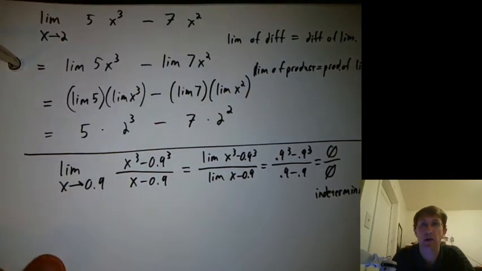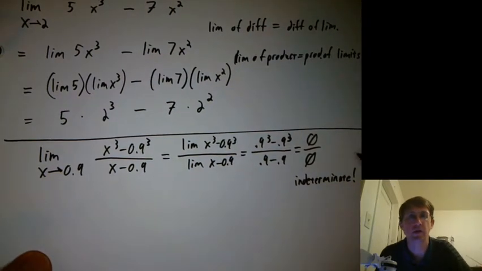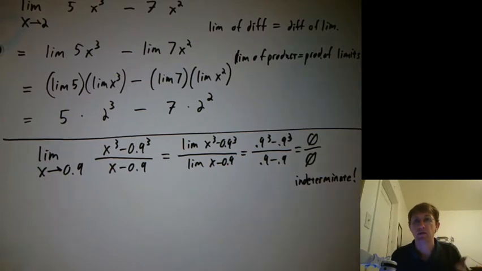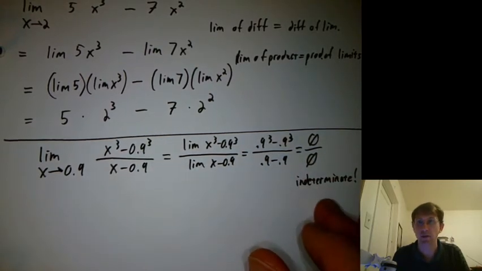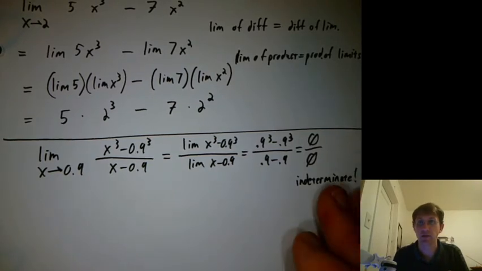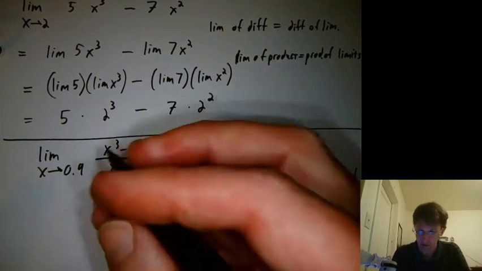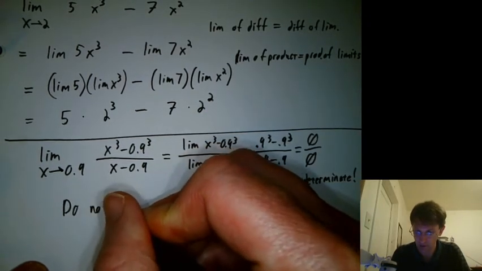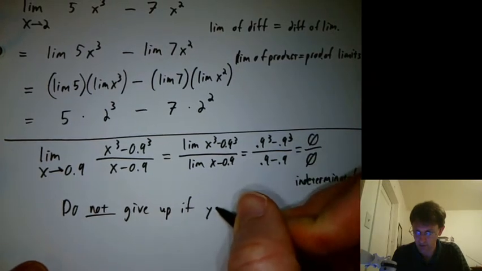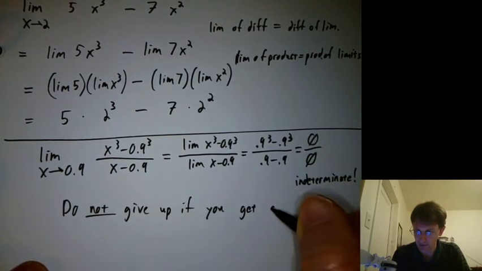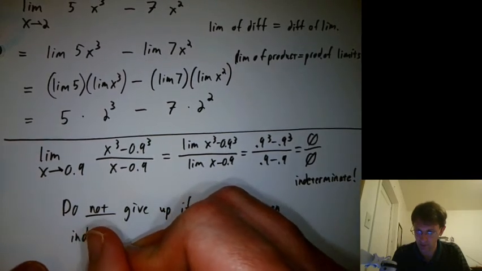So we kind of hit a roadblock there, right? We got divide by 0, and it seems like we should just give up. Well, that's the big thing about limits. Plugging in directly can give you an indeterminate value, but doing algebra a different way can actually lead you to the right answer. So if you get 0 over 0, do not give up. So we'll say do not give up if you get an indeterminate form.